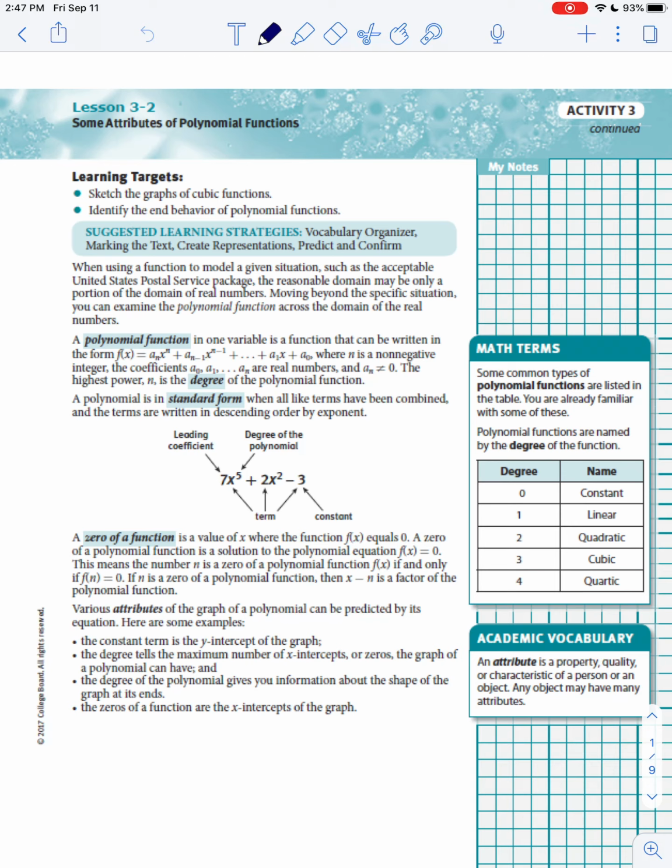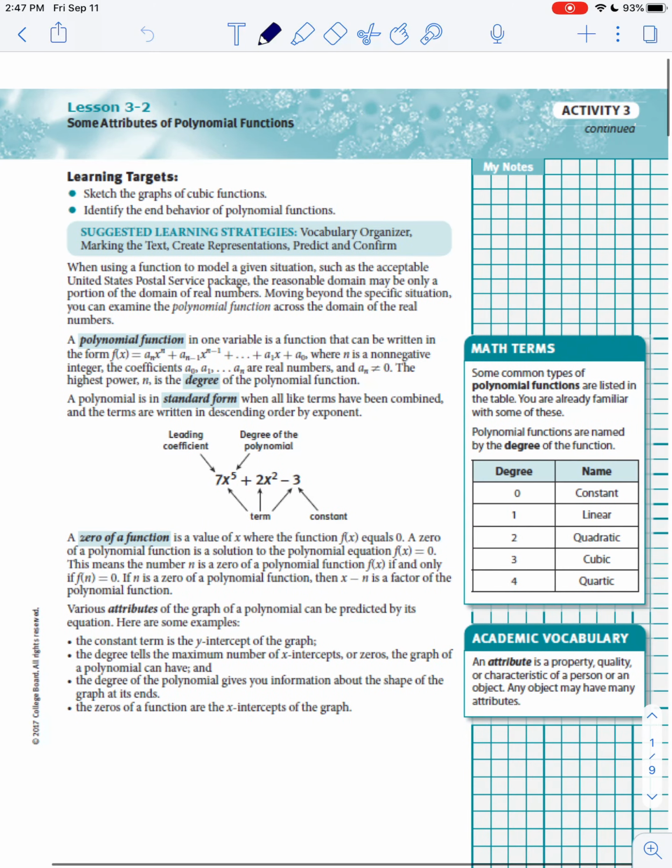So for this activity, we're actually going to be skipping lesson 3.1, although I will refer to one problem from it throughout this lesson. So in this activity, we're completely switching gears from what we've worked on so far, and we're going to be learning about some attributes of polynomial functions.